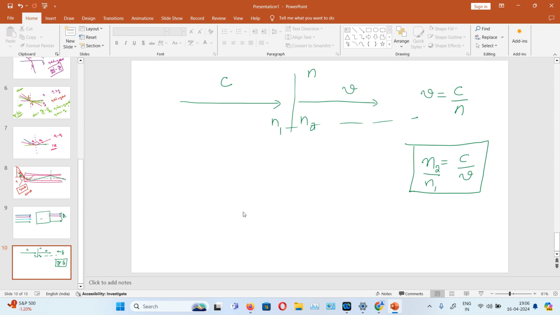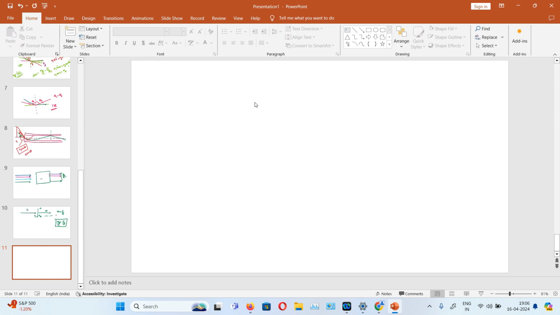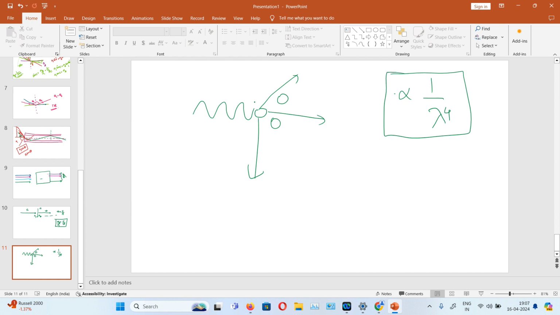When light interacts with particles comparable to the wavelength of the light, it is scattered in different directions. Rayleigh scattering says the amount of light scattered is proportional to 1 by lambda raised to 4. So light having a lower wavelength will scatter more compared to light of higher wavelength.